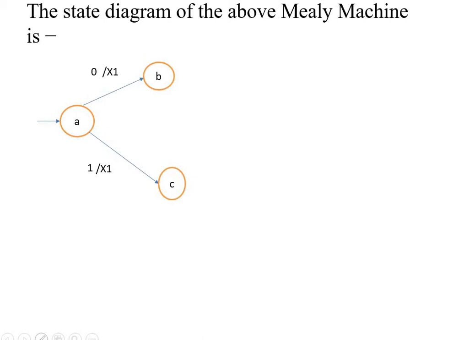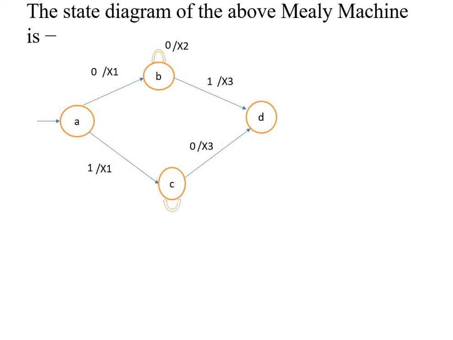Next consider state B. From B on 0, the next state is B. Then what is the output? Which is X2. So input symbol is 0 and output is X2. Next, B on 1 reaches state D. Then what is the output? Which is X3. Next state is C. Then C on 0 reaches state D and output will be X3.